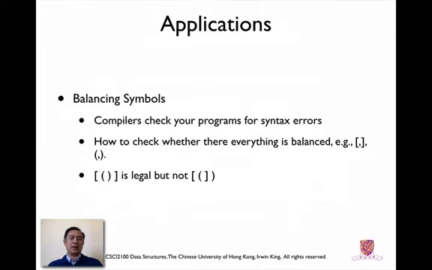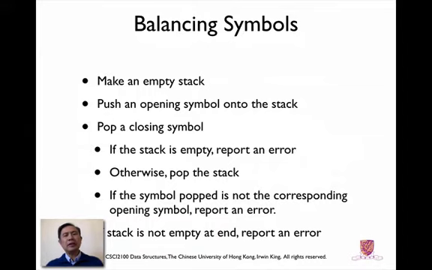So how do you actually check this? It turns out that checking this balancing of symbols is fairly easy with a stack. What you need to do is this: you make an empty stack. Then for every opening symbol that you see, you push that onto the stack. And when you see a closing symbol, for example, a right parenthesis or right bracket, then there are three conditions.